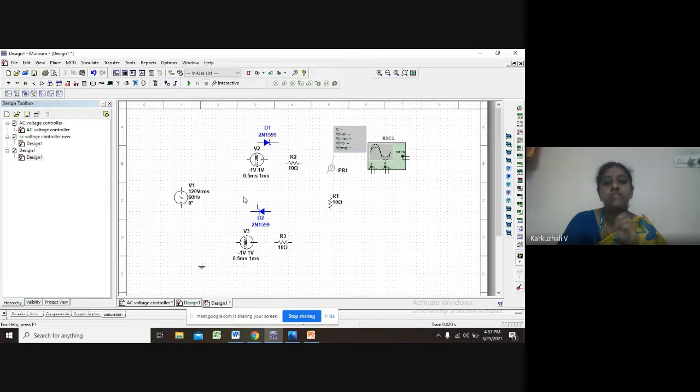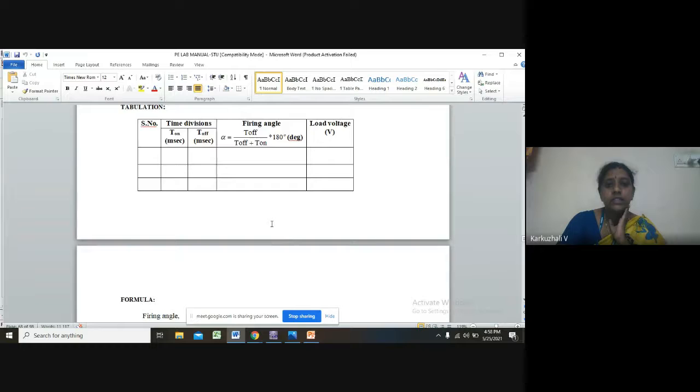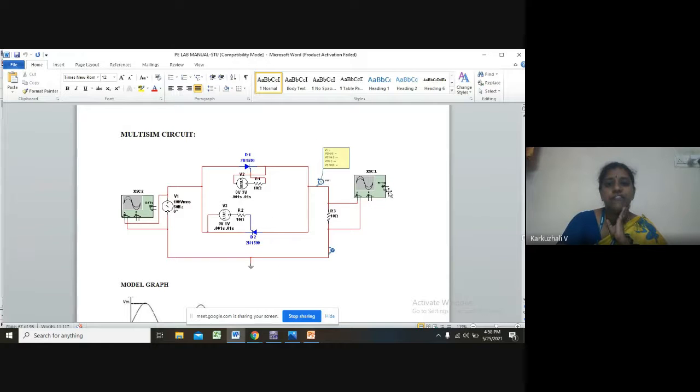So these are the ways of selecting the components that are required. So first take the components and place them in the design bar or the new sheet that has been opened. After placing all these components, what we are going to do is connect the circuit, just like what we have connected here. This is the way of connecting the circuit. So I'll show you how this circuit is connected after placing the components.